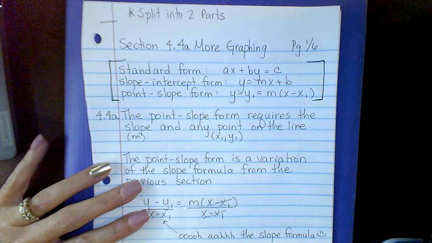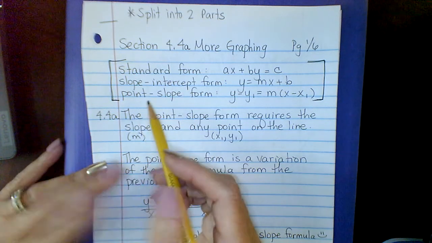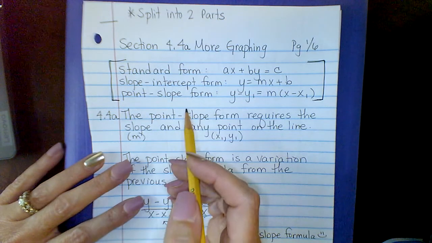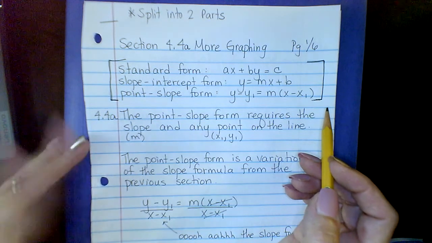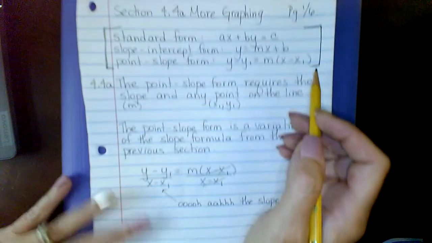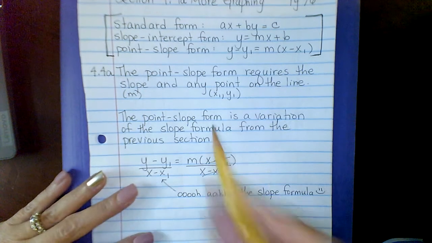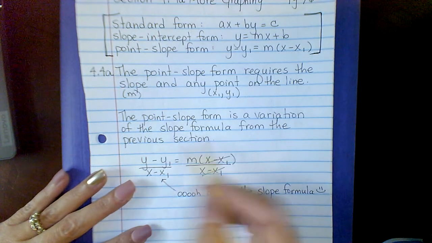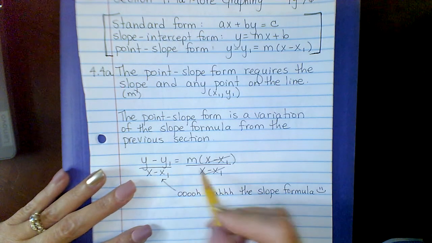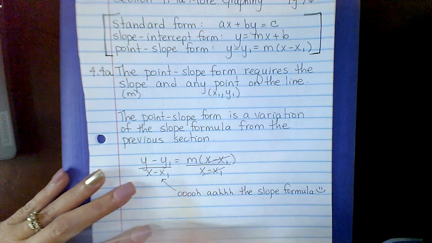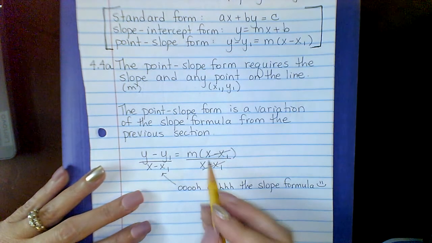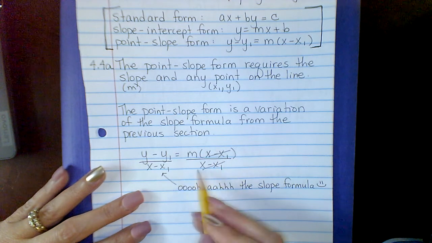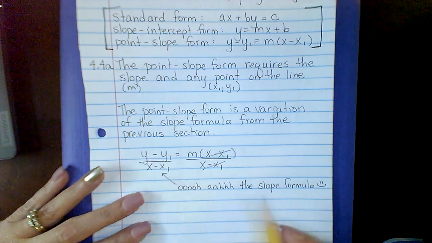Now really, for the point-slope form, it's very descriptive. You need a point and you need a slope, right? You need a point, x1, y1, and you need a slope. You plug that in, you're good to go. Now really, the point-slope form is just a variation of the slope formula. Remember the slope formula of y2 minus y1 over x2 minus x1? Well, if you take that formula and you multiply both sides by those parentheses, you get what looks like the point-slope form.